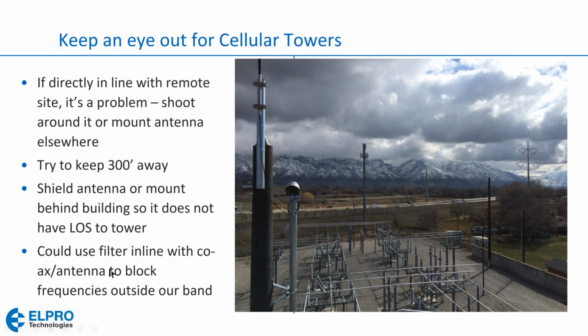As well, there are some other tricks that we can do. We can use a filter in line with the coaxial cable and the antenna to block frequencies outside of our frequency band. This is something that's not done very often. We generally try to engineer the system so that we don't have to worry about that. Once in a blue moon, you might have to go buy a filter and install it in series with the antenna.